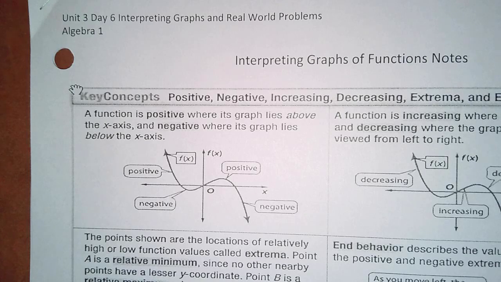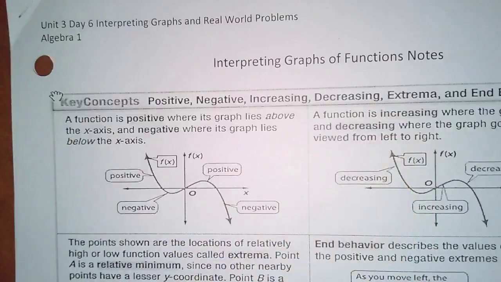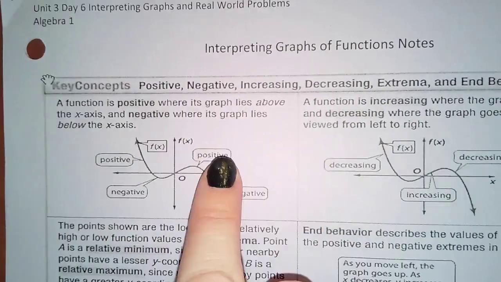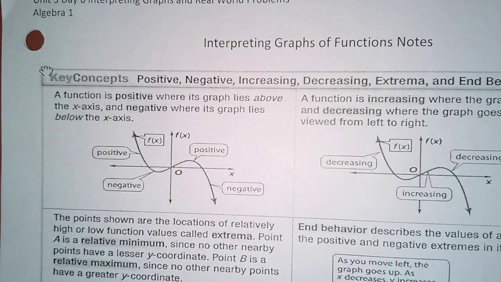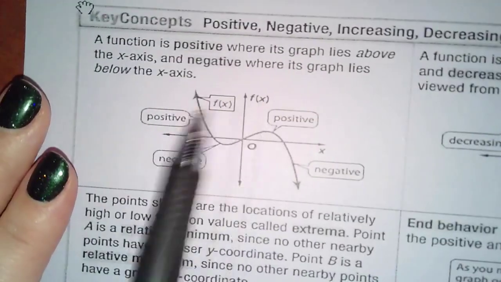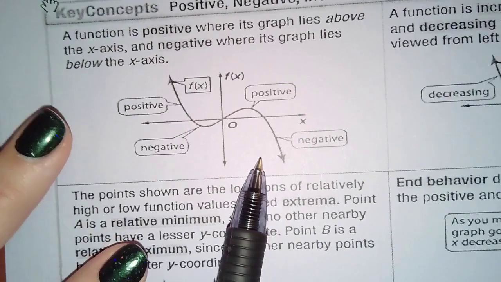So it's all about interpreting the key parts of these graphs. So we have positive, negative, increasing, decreasing, and some end behavior. We're more so focusing on the first four things. So a function is positive where the graph lies above the x-axis. So everything above this x-axis here, all above here is considered positive. Down here is negative. Not too crazy.